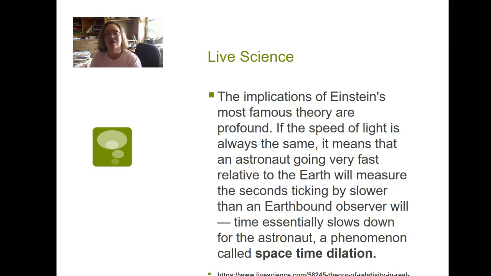The implications of Einstein's most famous theory are profound. If the speed of light is always the same, it means that an astronaut going very fast relative to the Earth will measure the seconds ticking by slower than an earthbound observer will. Time essentially slows down for the astronaut, a phenomenon called space-time dilation. So time slows down.